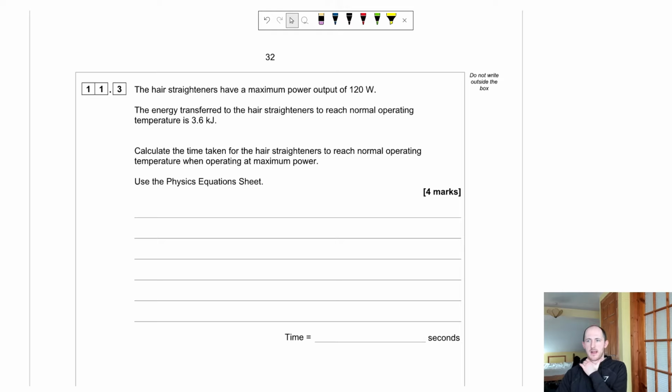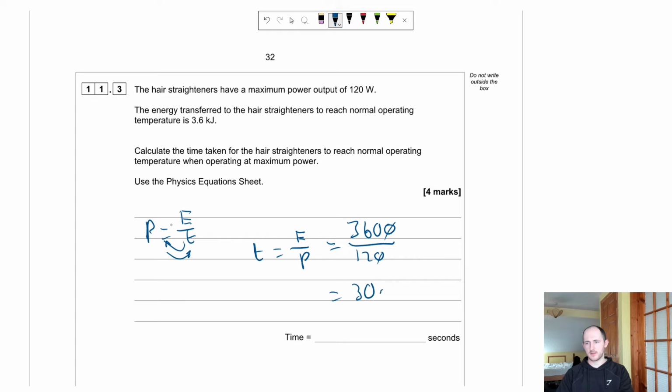Hair straighteners have a maximum power output of 120 watts. The energy transferred to reach normal operating temperature is 3.6 kilojoules. Calculate the time taken. Okay, so this is one of those questions where it's just power is energy over time. So to work out how long, you just swap those two numbers around. Time is equal to energy over power. So that is 3.6 kilojoules, so that's 3,600 normal joules. Remember, keep the units consistent. Over 120, that would be 30 seconds.